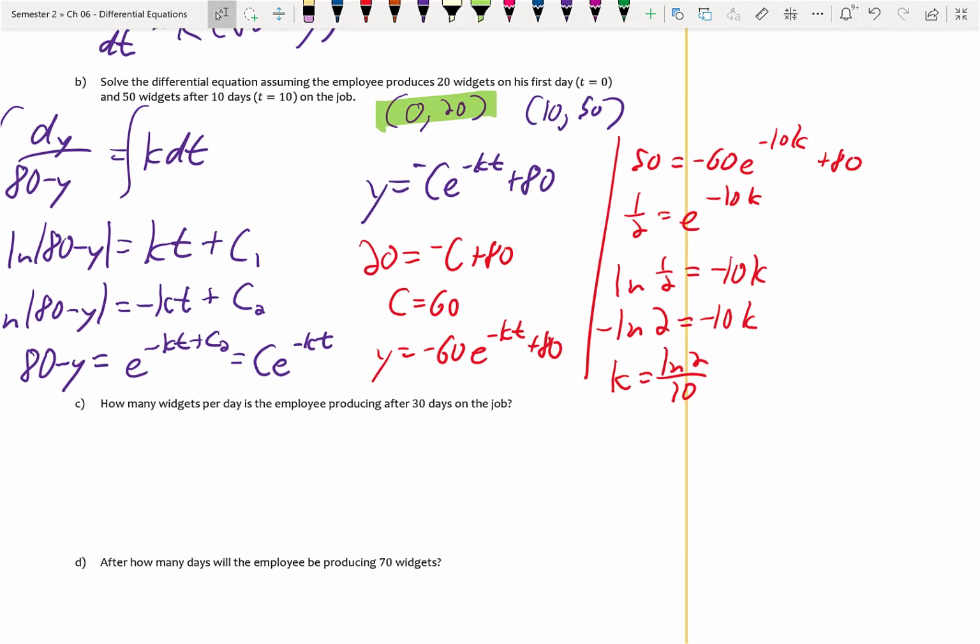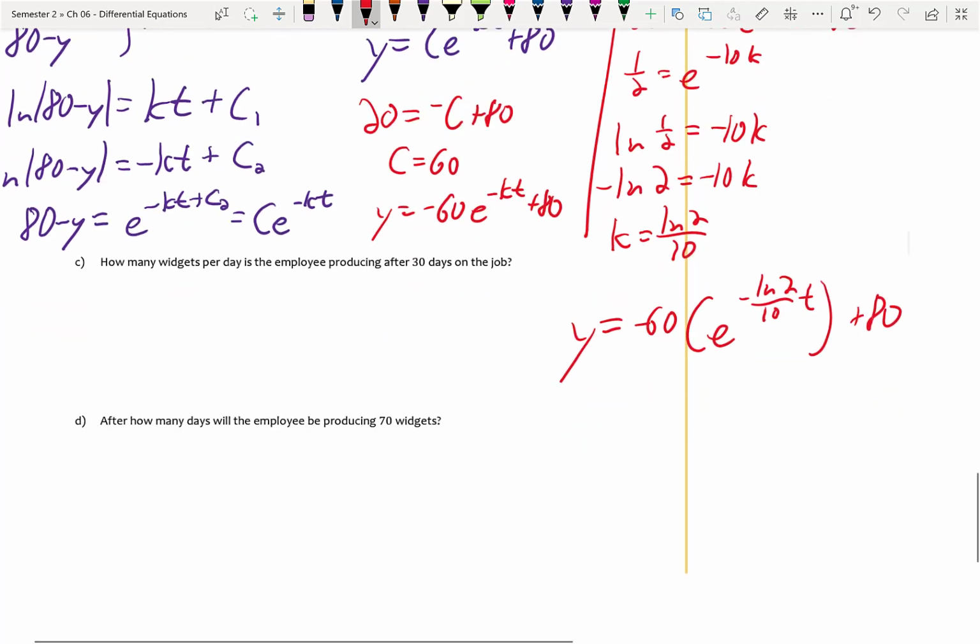And now we get to plug that back in and try to do some fun little mathing. y equals negative 60 e to the negative ln of 2 over 10 t plus 80.